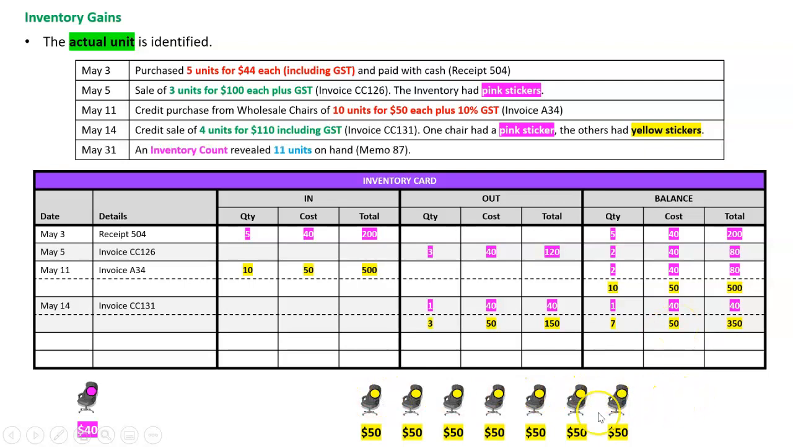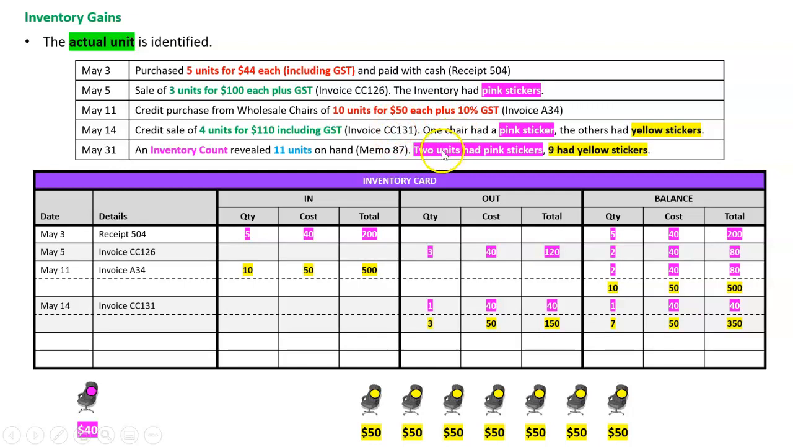And then the following happens. An inventory count reveals 11 units on hand. Well, according to my inventory card, I should only have 8. I should have 1 of these and 7 of those, but I've gained 3. Which 3? Well, the rule says the actual unit has to be identified. So as it stands, I can't answer this question. So I need more information.